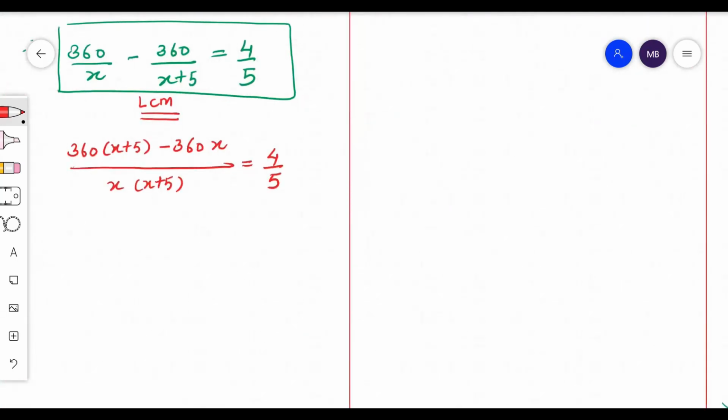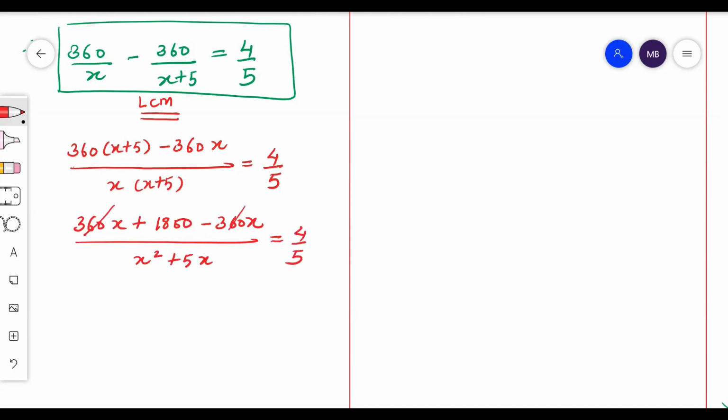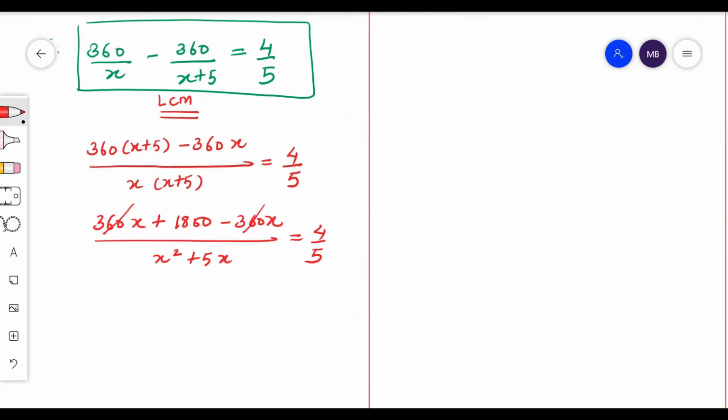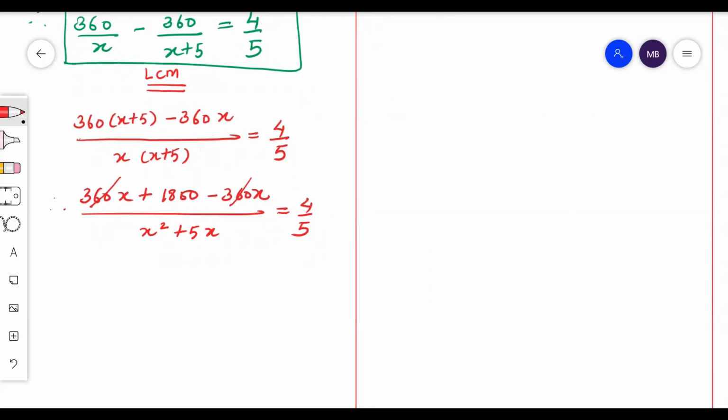So this says 360x plus 360 into 5. 360 into 5 is 1800. So 1800 minus 360x. Over here, denominator it will be x square plus 5x equal to 4 upon 5. Now, if you observe, this 360x minus 360x will get cancelled, right? So what do we have now? We have 1800 upon x square plus 5x equal to 4 upon 5.